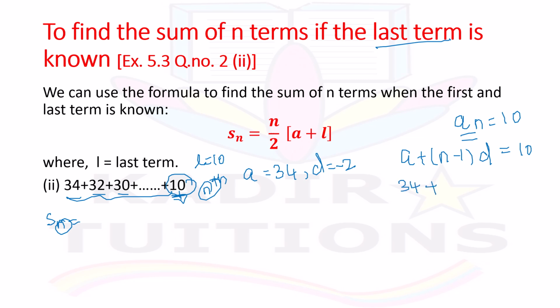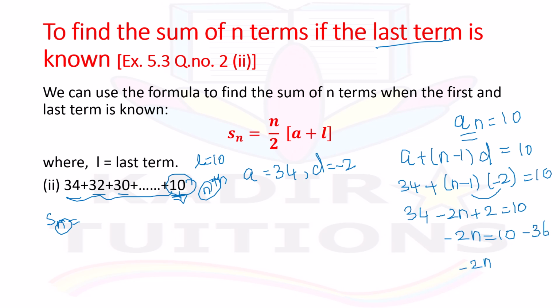So we will substitute all these values over here. 34 plus n minus 1, we don't know, just let it be n minus 1, and d as minus 2, is equal to 10. So n into minus 2 is minus 2n, minus 1 into minus 2 is going to be plus 2, equal to 10. So now 34 plus 2 is equal to 36. I am going to move that to the RHS, so it's becoming minus 36. So minus 2n equals minus 26. So n equals 13. Minus and minus get cancelled, and 2 is going for 13 times. So the term 10 is the 13th term. a13 value is 10. So now we got the value of n as 13.